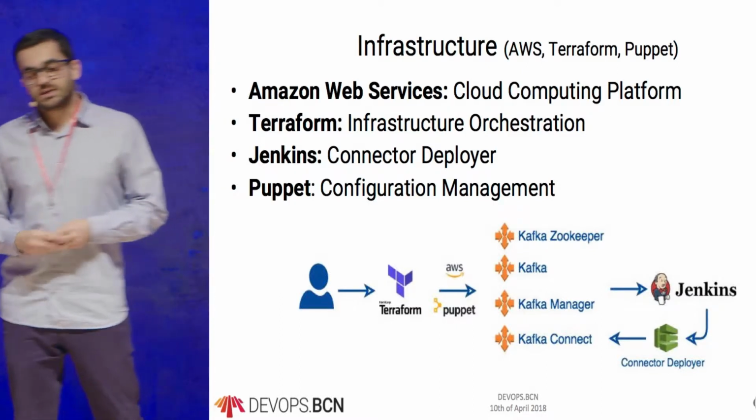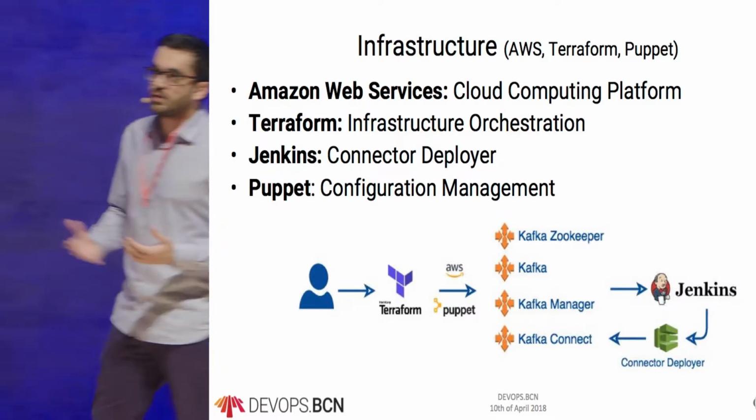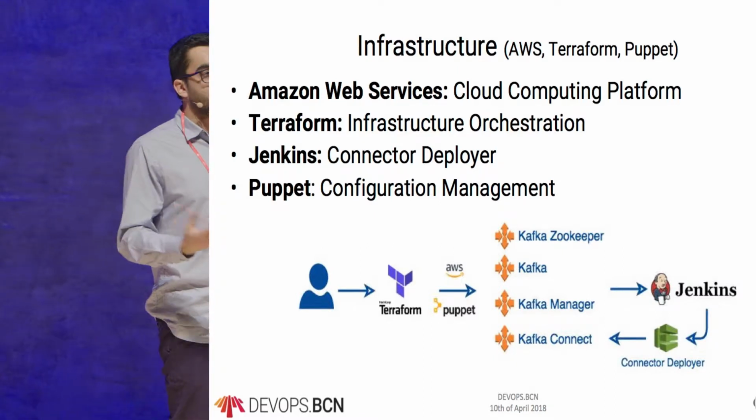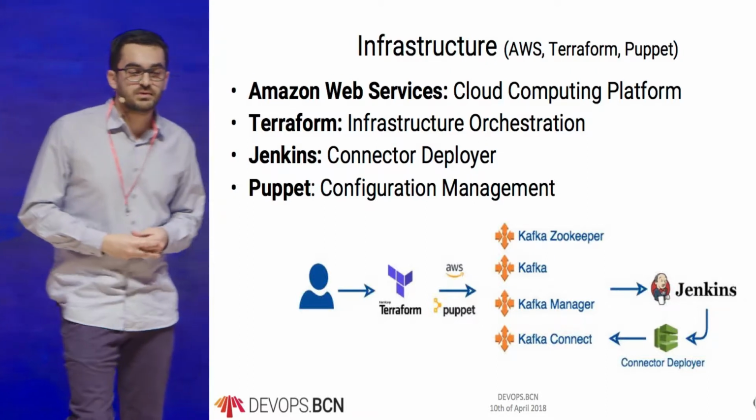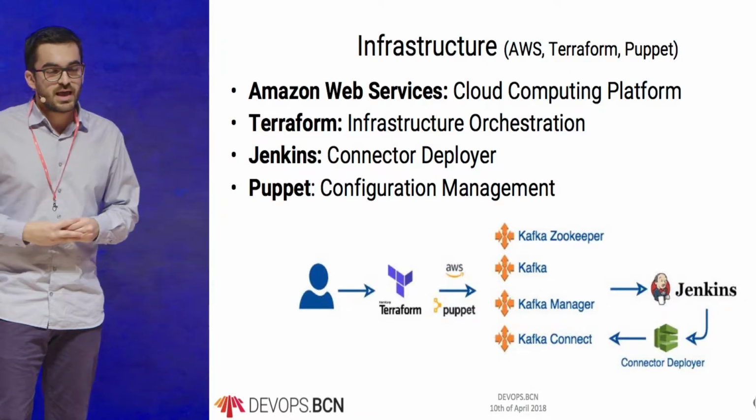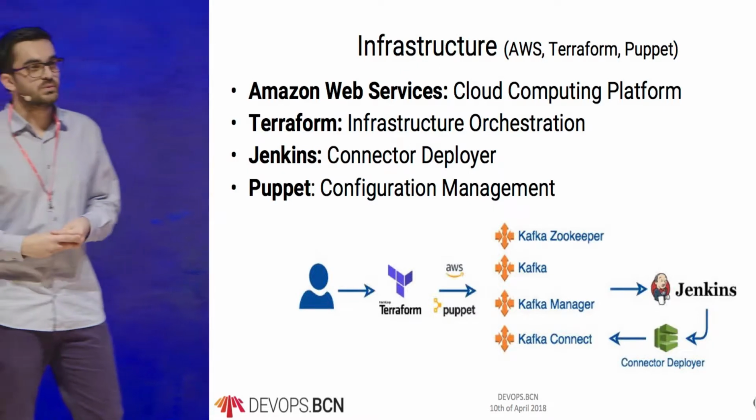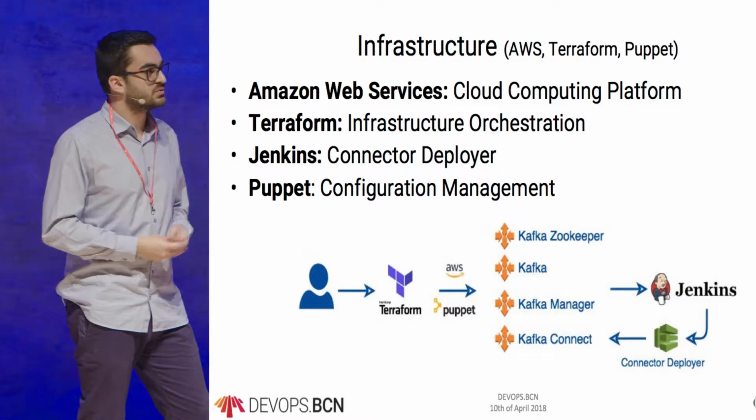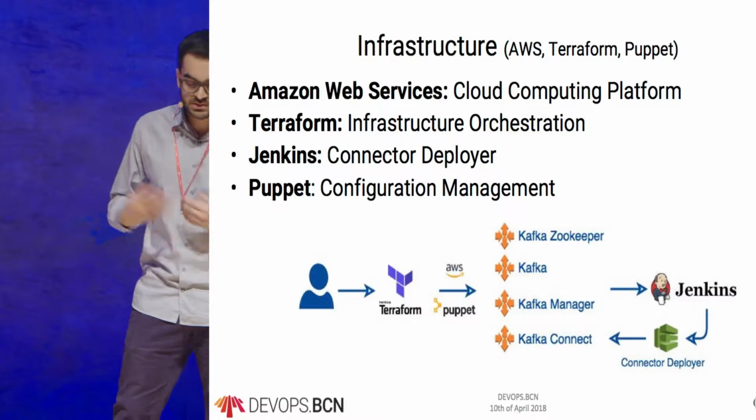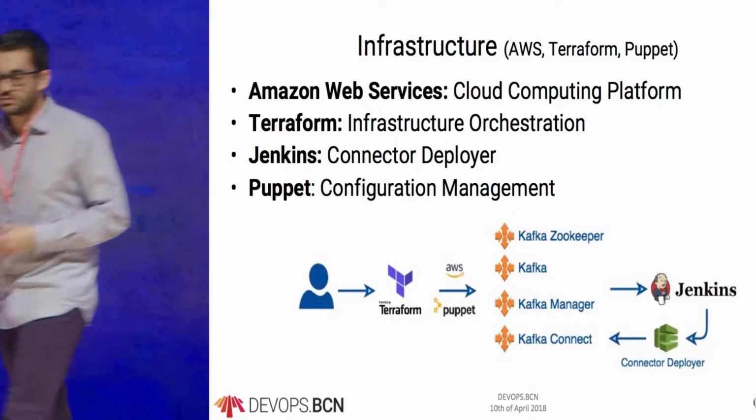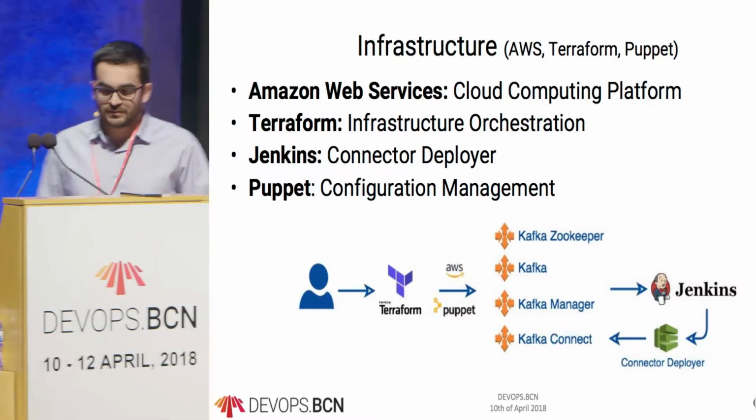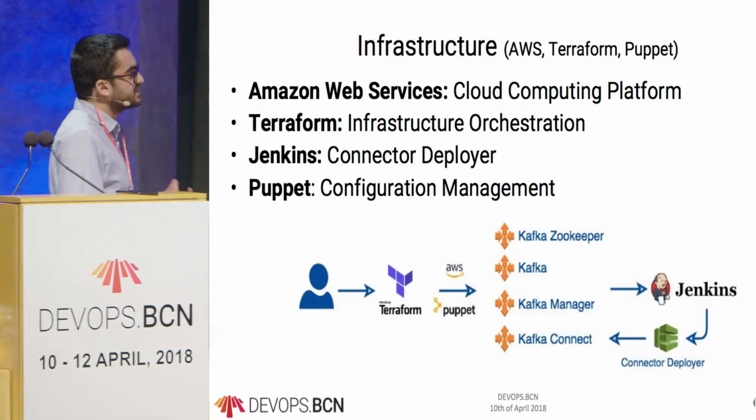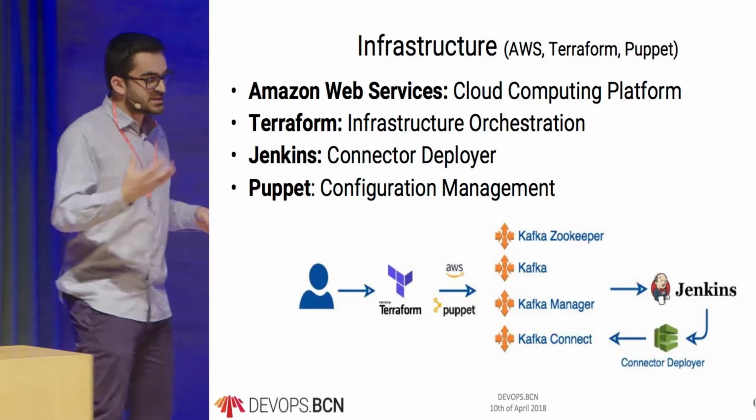We have a Jenkins server where we deploy our Kafka Connect connectors using Amazon CodeDeploy at the end. And we have Puppet, obviously, where we configure all our servers, all our Kafka zookeepers, brokers, all management tools using Puppet.